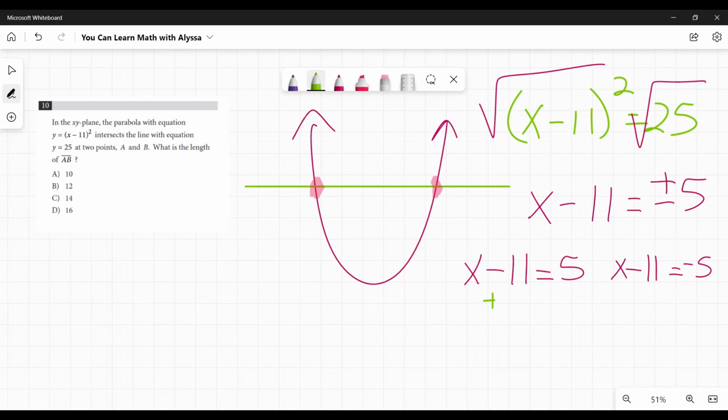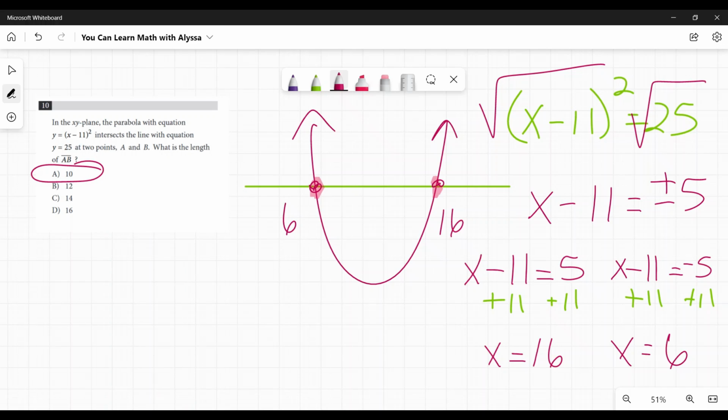To solve the one on the left, I'm going to add 11 to both sides. X is alone on the left. 11 plus 5 is 16. Second one, I'm again going to add 11 on both sides. X is left alone. Negative 5 plus 11 is 6. So now I have my x coordinates. Here, x is 6, and here, x is 16. How far is it from 6 to 16? 16 minus 6 is 10. My answer is A, 10.